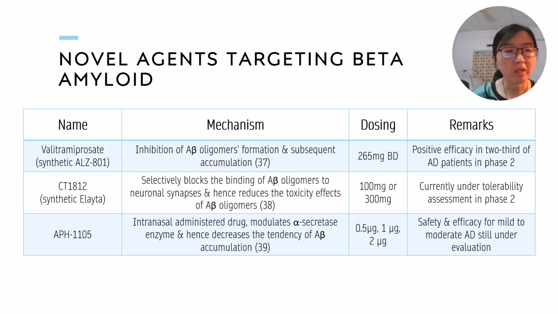Another one, CT1812, selectively blocks the binding of beta amyloid oligomers to the neuronal synapse and hence reduces the toxic effects of beta amyloid oligomers. It is also currently under tolerability assessment in phase 2. The third one, APH1105, is a novel intranasal drug that modulates the alpha secretase enzyme, hence decreasing the tendency of beta amyloid accumulation, and is still undergoing safety and efficacy tests for mild to moderate AD.